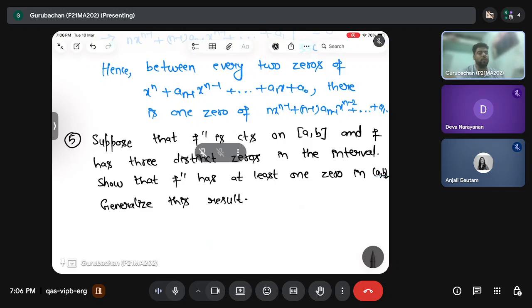So we have been told that f double dash is continuous over the whole interval [a, b] and f has three distinct zeros in the interval. So we need to show that f double dash has at least one zero in the open interval (a, b), and then we have to generalize this result. So try this one.